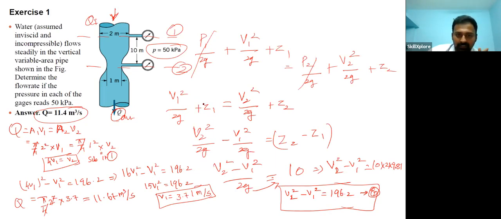So the thing is how to shortcut this problem. It is given that the pressure of each of the gauges is 50 kilopascal. Since the pressure has 50 kilopascal, the pressures at these two points are equal. So I already said that P1, V1 and Z1, and here it is P2, V2 and Z2. You already know that the pressures are equal, so we don't need to consider this pressure. Just leave that.